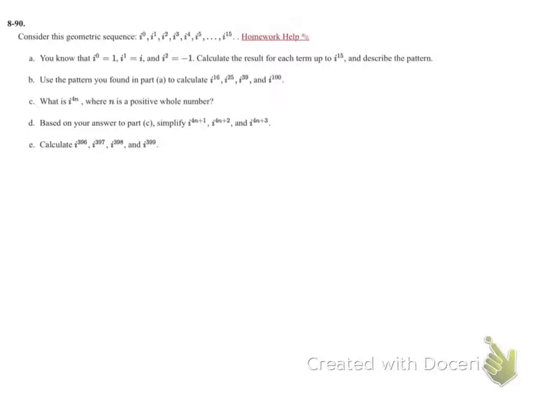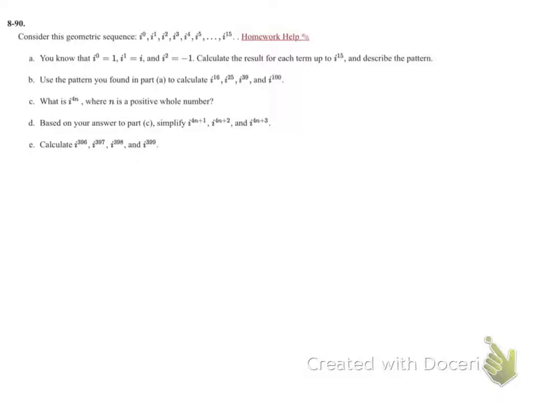In problem 90, first of all, it says on problem A that we know this information. Well, anything to the 0 power equals 1, so that one works out. i to the first equals i, that makes sense. And i squared is -1. When we first started dealing with imaginary numbers, that was one of the first things that we learned, that i squared is -1.